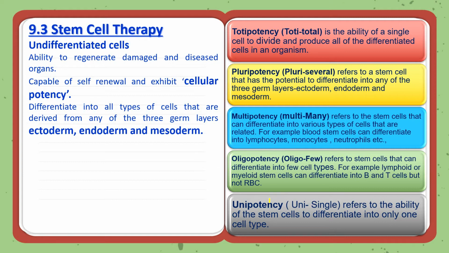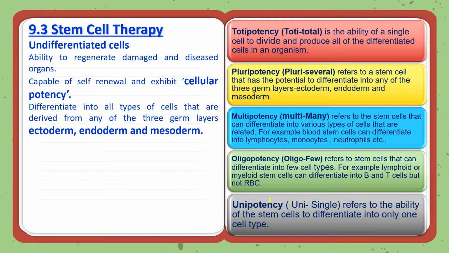Multipotency, I hope you know the meaning for multi, that is many. It refers to the stem cells that can differentiate into various types of cells that are related to them. For example, blood stem cell can differentiate into lymphocytes, monocytes, neutrophils and other blood cells.